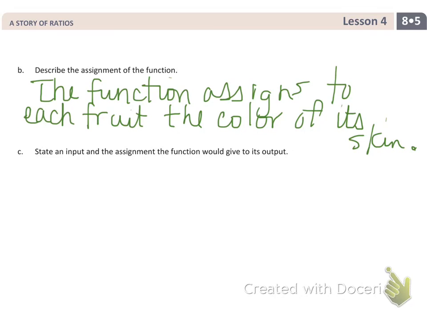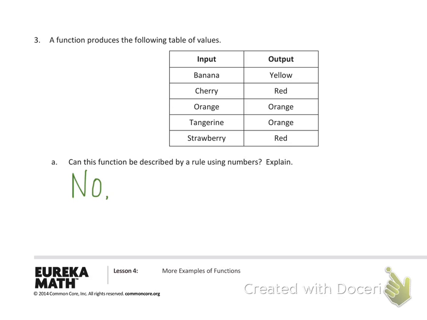And it can't be described with numbers, but it's clearly a function because for each input, there's exactly one output. Bananas are yellow. Cherries are red. Well, except when they're not. In this world, cherries are always red. Oranges are orange. Tangerines are also orange. And strawberries are red. So even though we had two red fruits here, that doesn't disqualify it from being a function. But each input has its own predictable output.